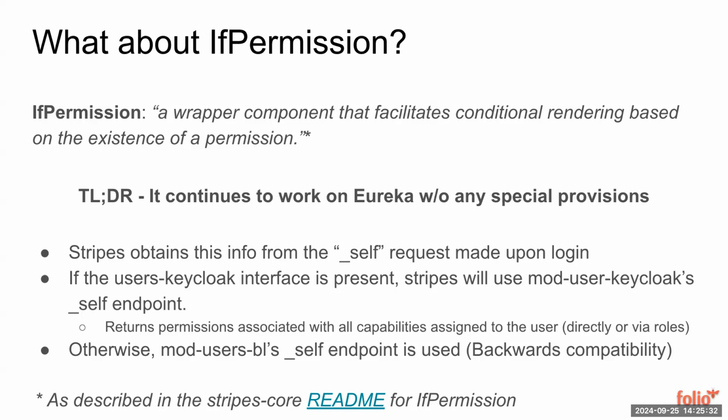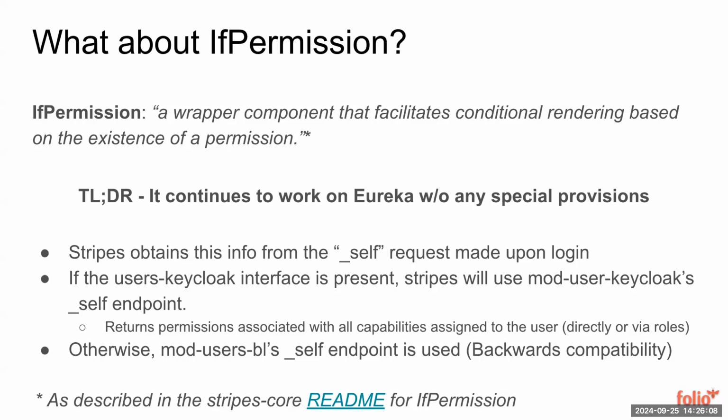And so how does that work? Well, in both platforms, it works similarly: Stripes obtains this info after login via the self endpoint request, which basically tells you, here's information about the person that just logged in, including all their permissions, right? There is some conditional logic on the interface here. Stripes will look and see, is the users-keycloak interface present? And if it is, it'll interact with the mod-users-keycloak self endpoint, right? Otherwise, it'll use the standard self endpoint provided by mod-users-bl.